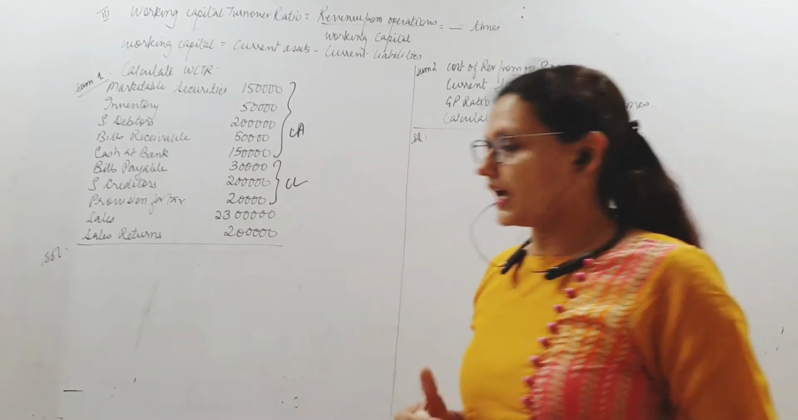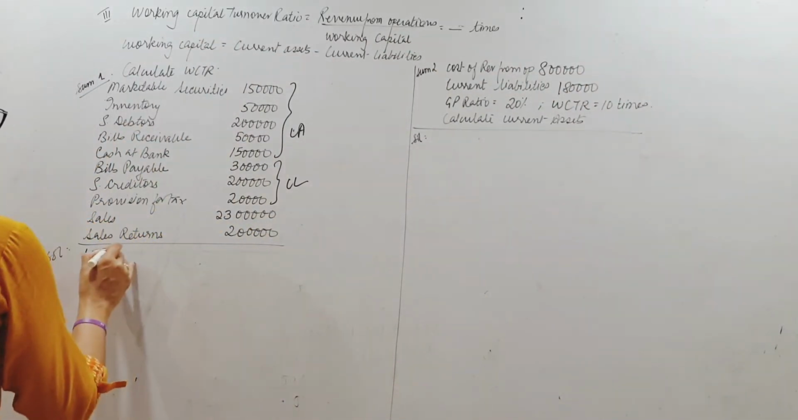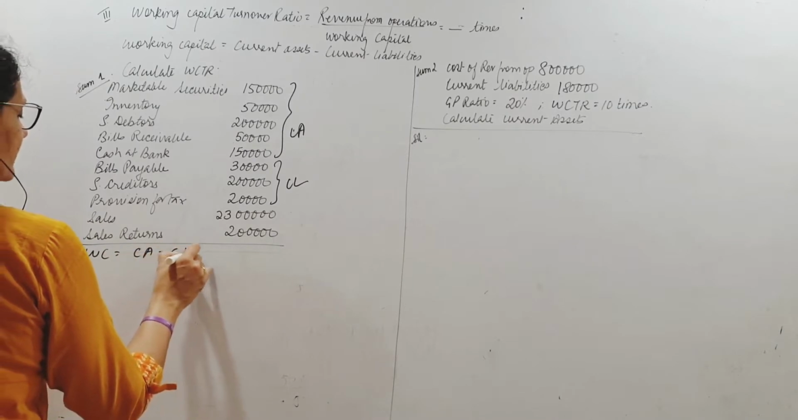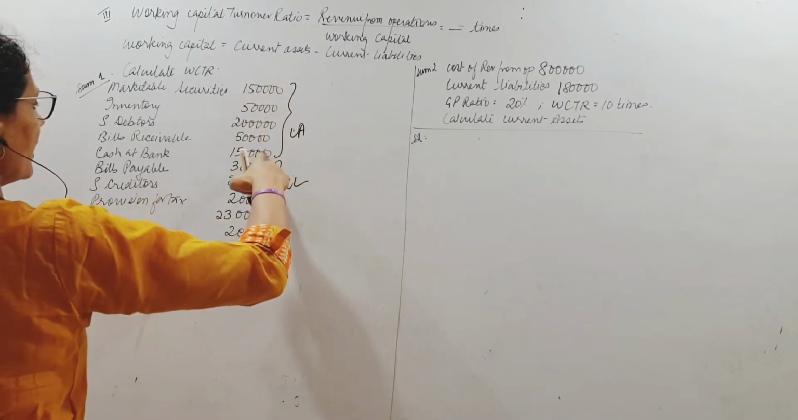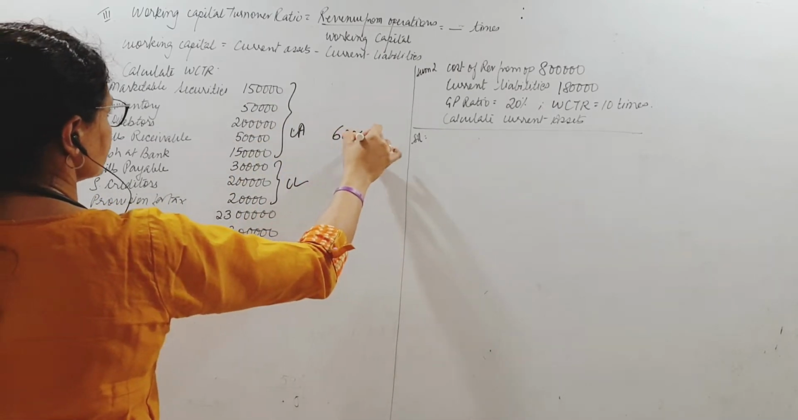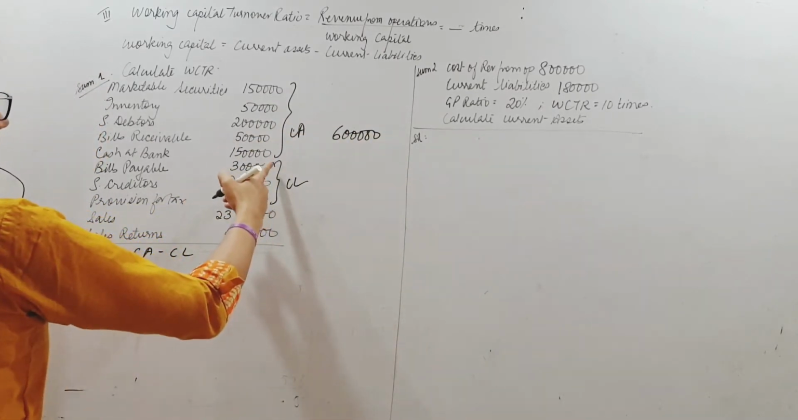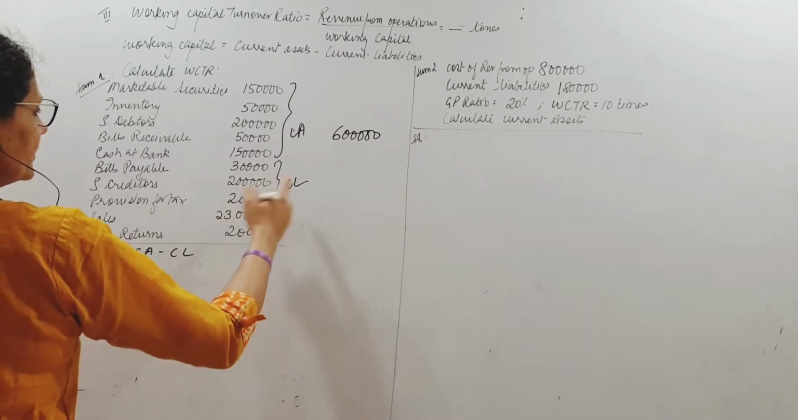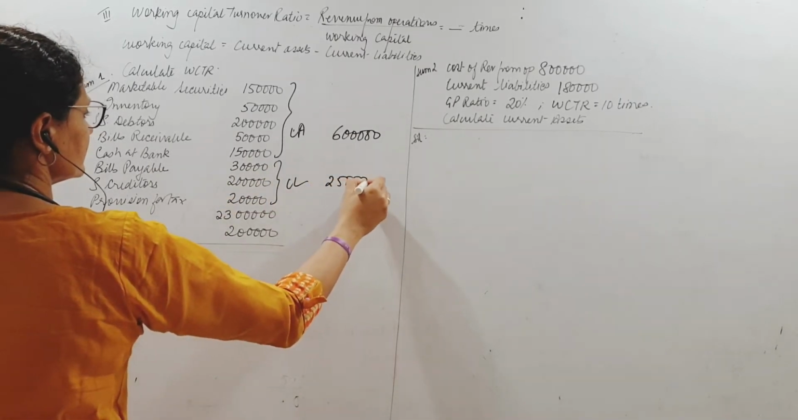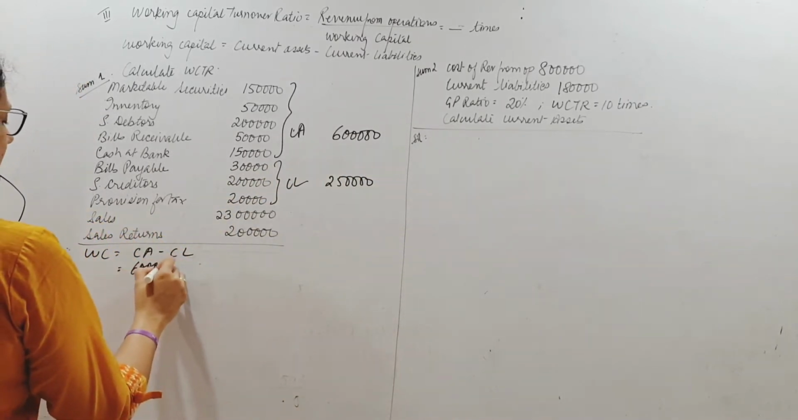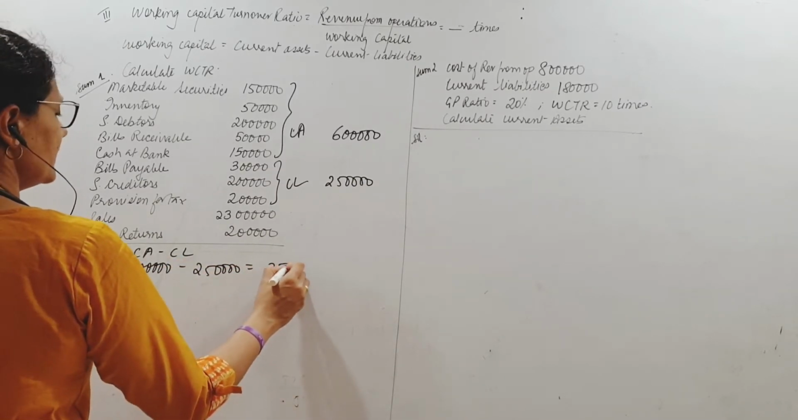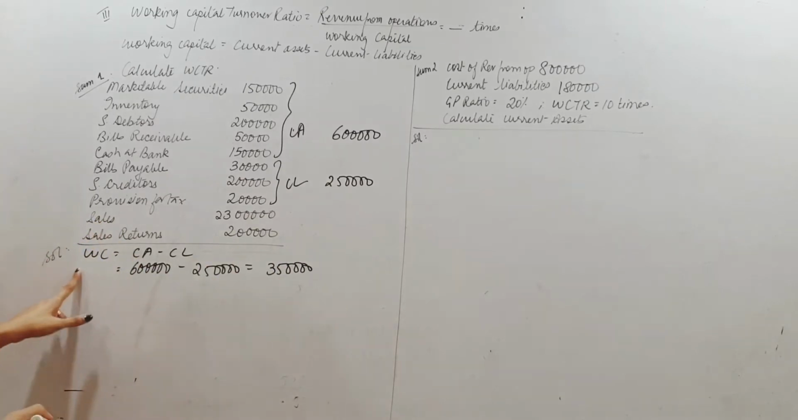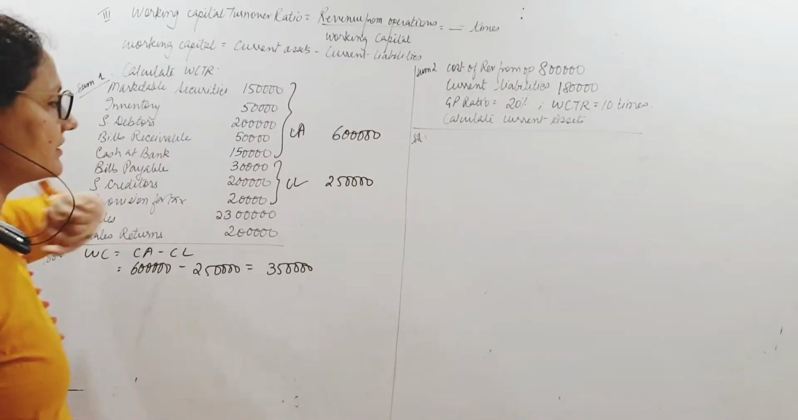So I already have a clue to find out working capital: current assets minus current liabilities. Current assets total to 2 lakhs, 4 lakhs, 4.5 and 6 lakhs here. Current liabilities are 30, 50, 2 lakh 50 here. So it is 6 lakhs minus 2 lakh 50,000, meaning 3 lakh 50,000 is my working capital. I already have my denominator.